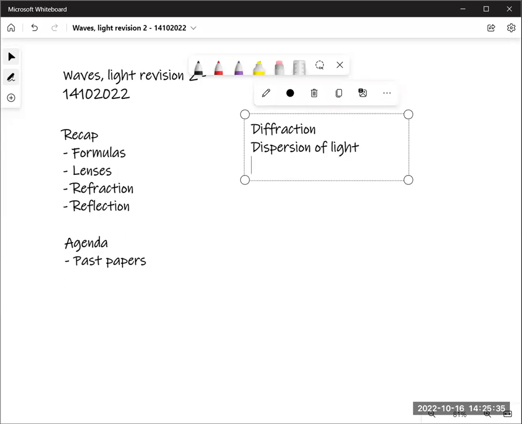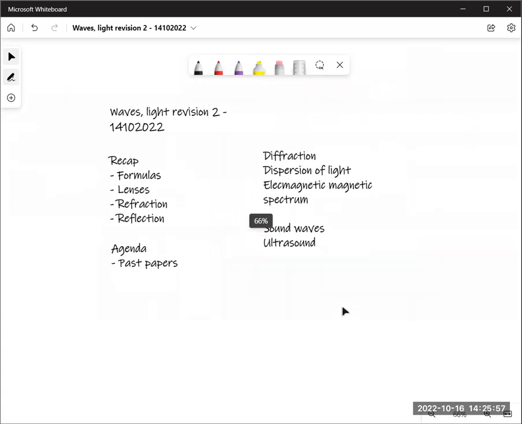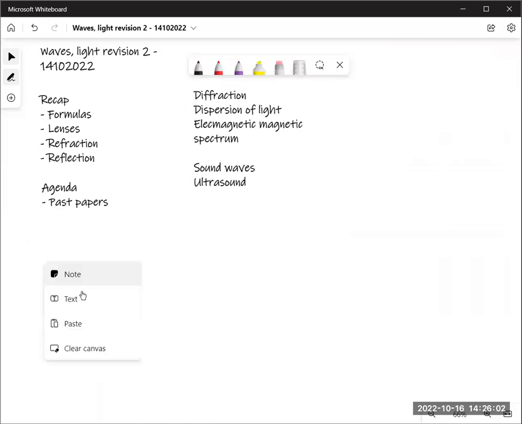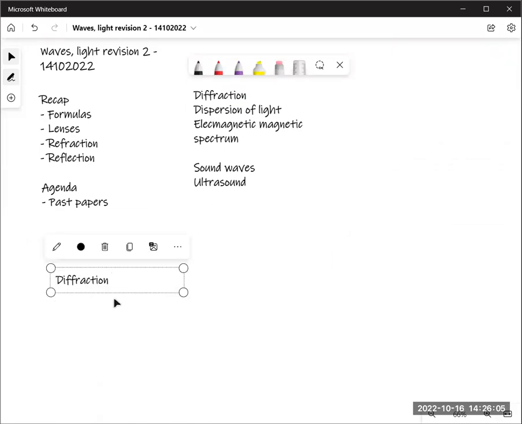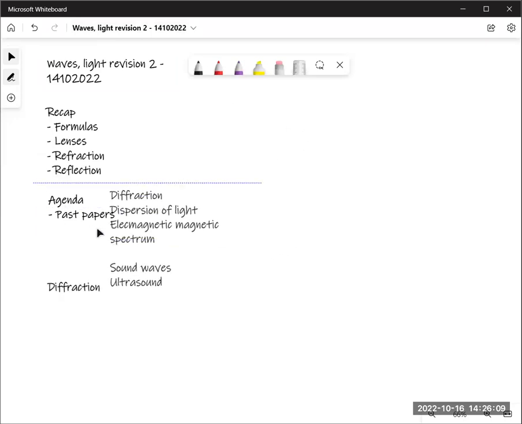Now, one more thing, electromagnetic spectrum, and everything on sound waves and everything on ultrasound. Let's start with diffraction. Now, what is diffraction? What is the meaning of this word? I want you to write the definition in your notebook. Give the title, today's title, and write the agenda. These are all in the agenda.